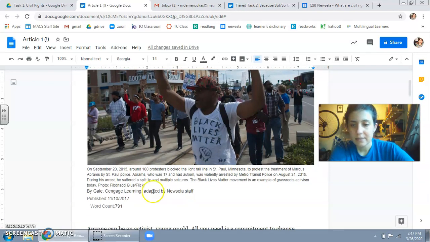The caption says, on September 20th, 2015, around 100 protesters blocked the light rail line in St. Paul, Minnesota, to protest the treatment of Marcus Abrams by St. Paul police. Abrams, who was 17 and had autism, was violently arrested by Metro Transit police on August 31st, 2015. During his arrest, he suffered a split lip and multiple seizures. The Black Lives Matter movement is an example of grassroots activism today. And then this is the photographer. Okay?